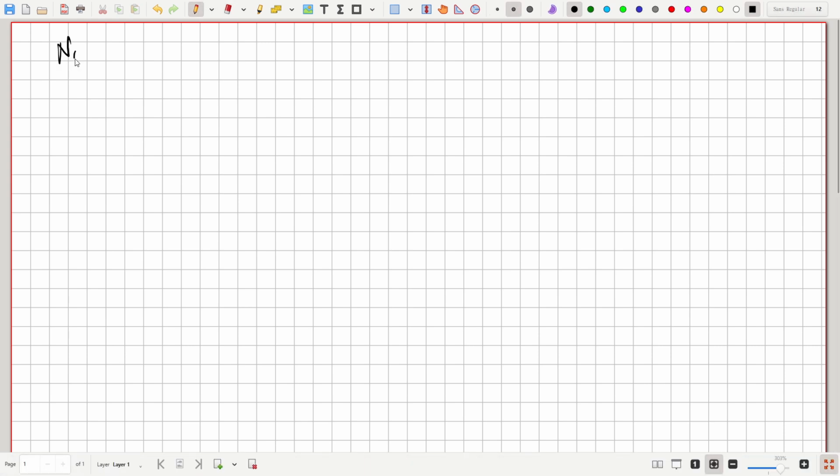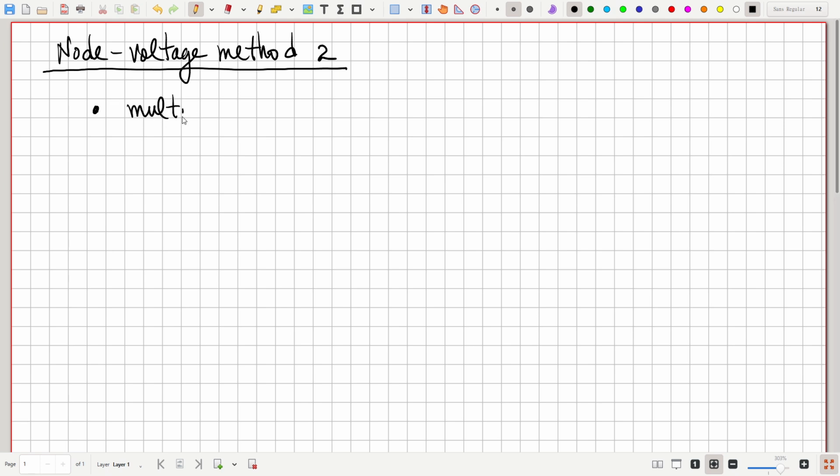Today our topic continues to be the node voltage method. And this is continuation, part 2. What we're going to look at today are some special cases where we need to add some additional steps in the analysis. And the first one is when we have multiple voltage sources in our circuit.